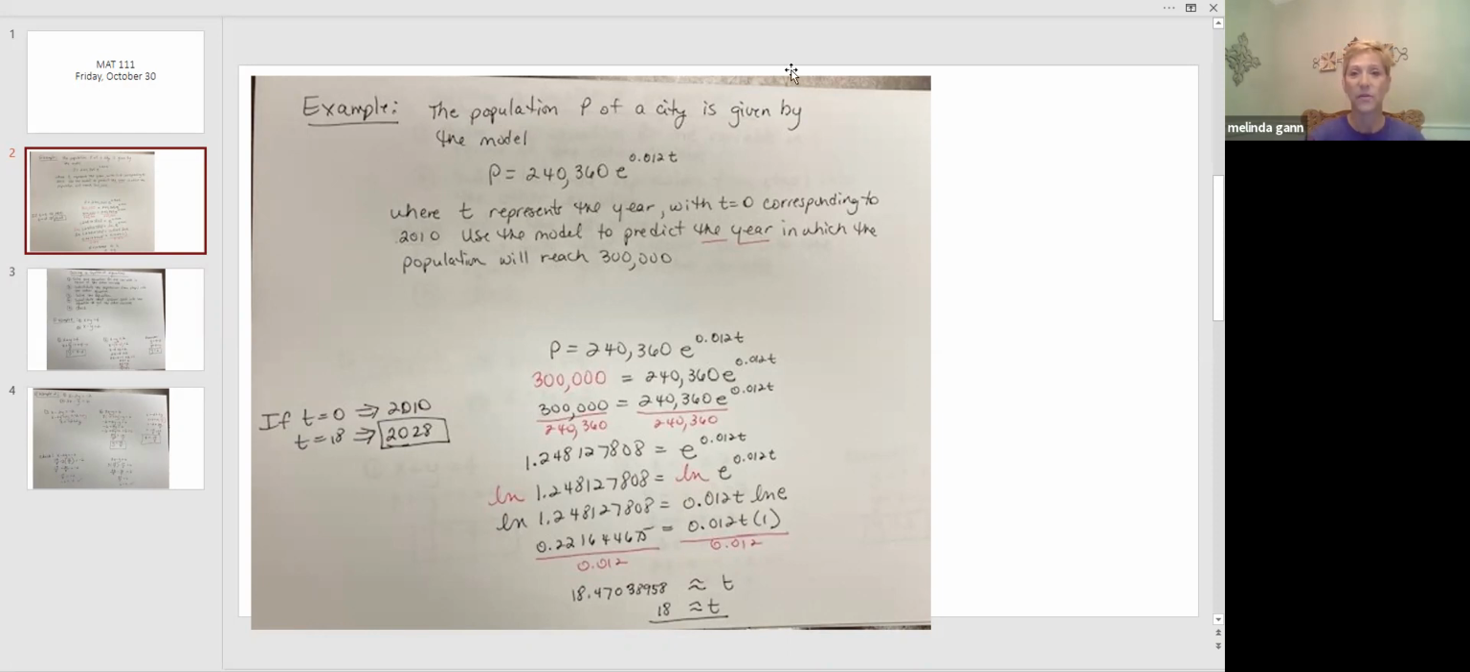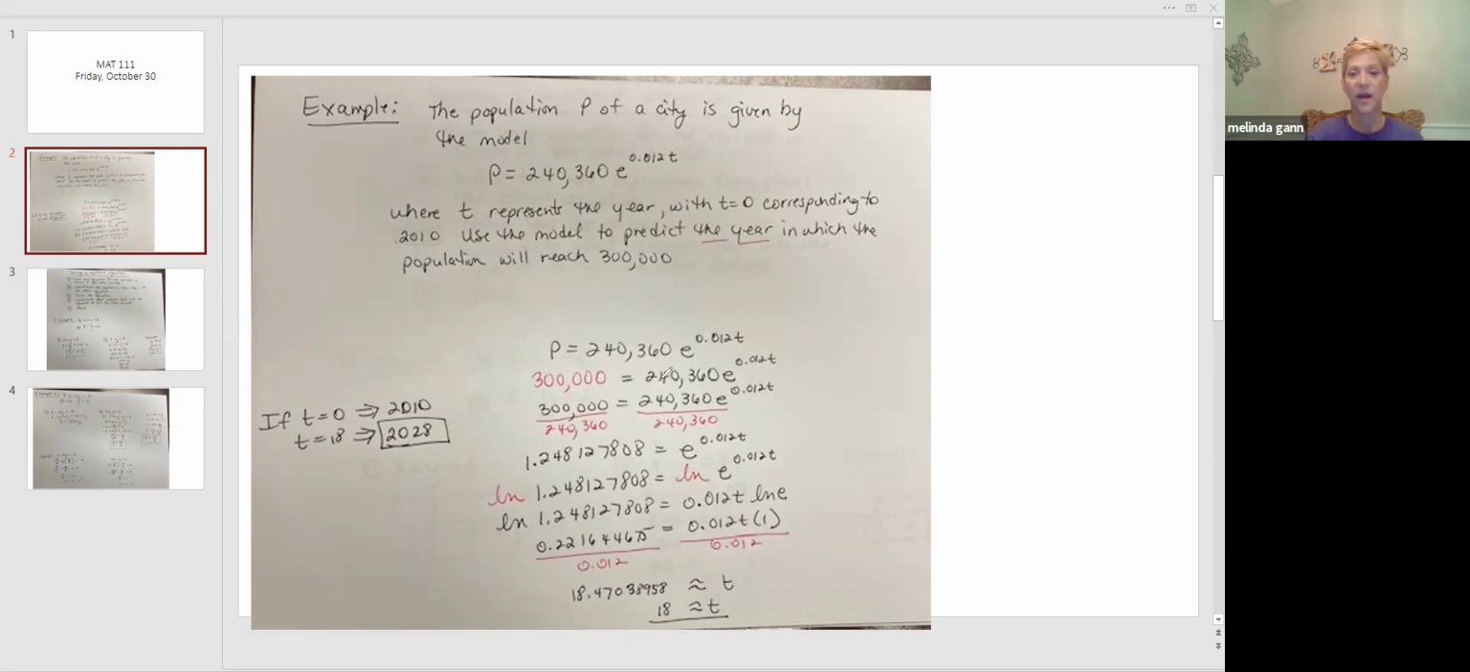All right, so does everybody understand that this is our model right here? So this equation is our model. And this t in our model stands for our time in the years. And then this P stands for how many people are in the city. Okay, so it says use the model to predict the year in which the population will reach 300,000. So here's my formula. Now, is the 300,000 the P or the T? It says the population will reach 300,000, and population is P. All right, so I put 300,000 in place of P.